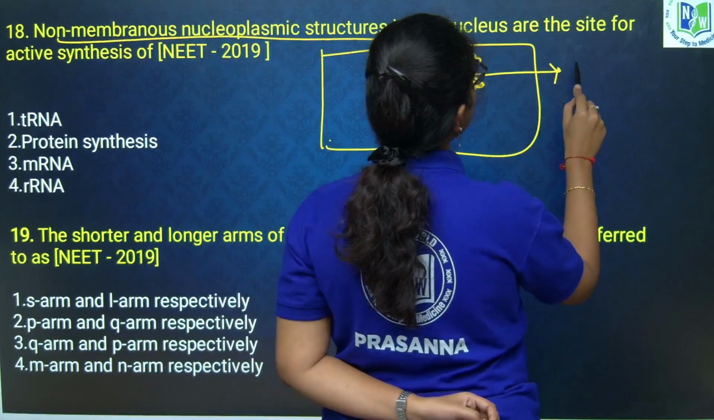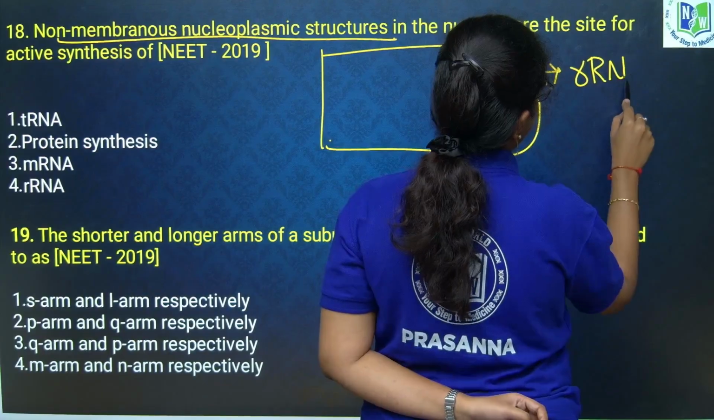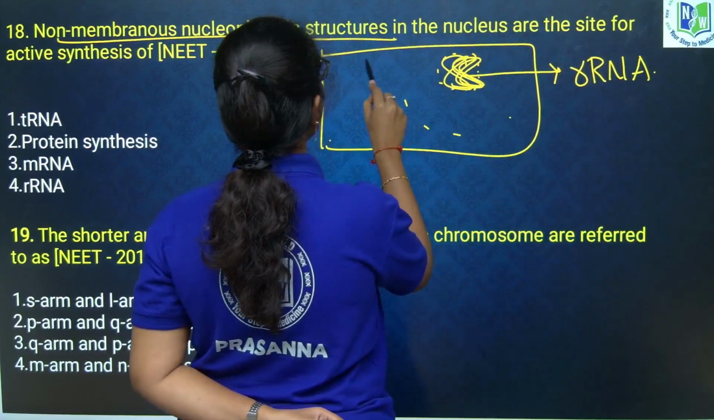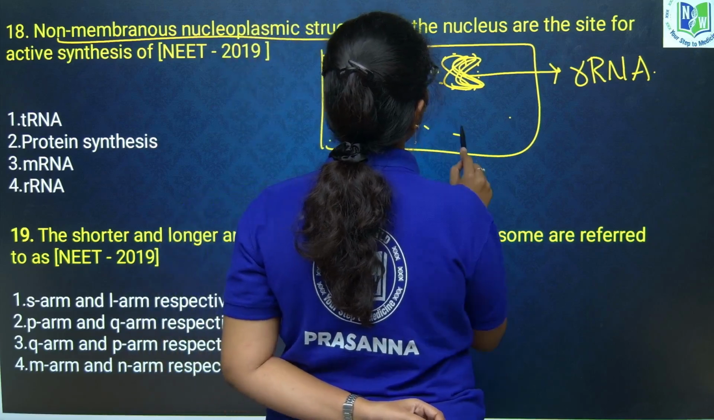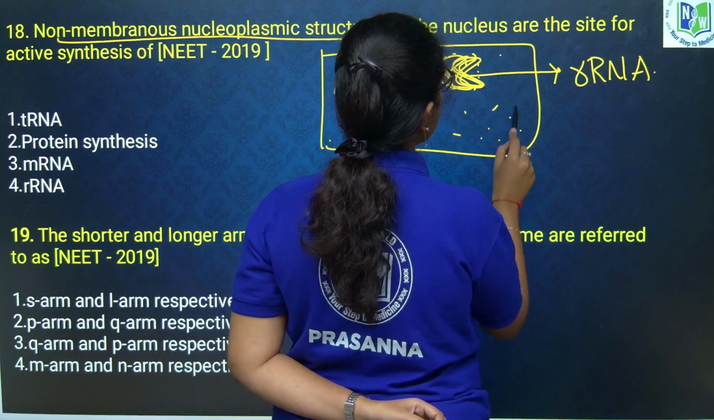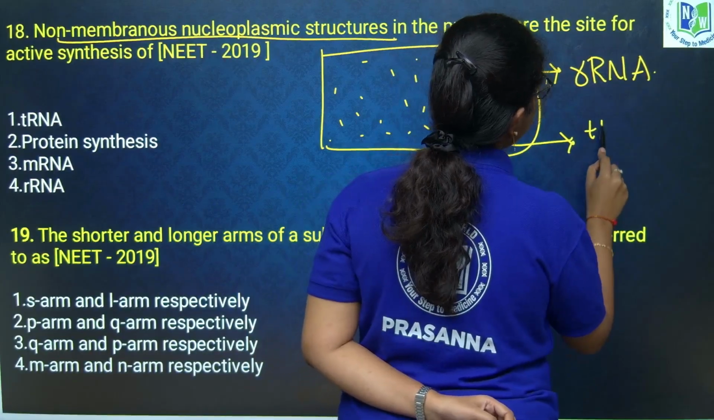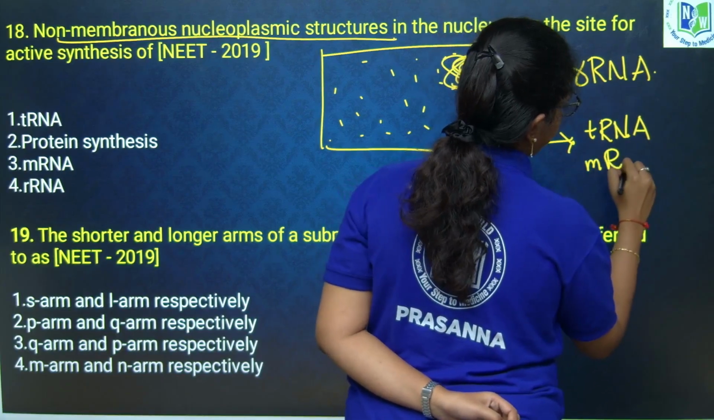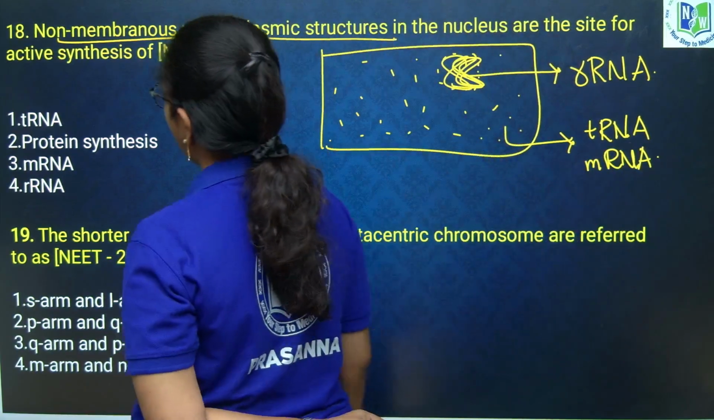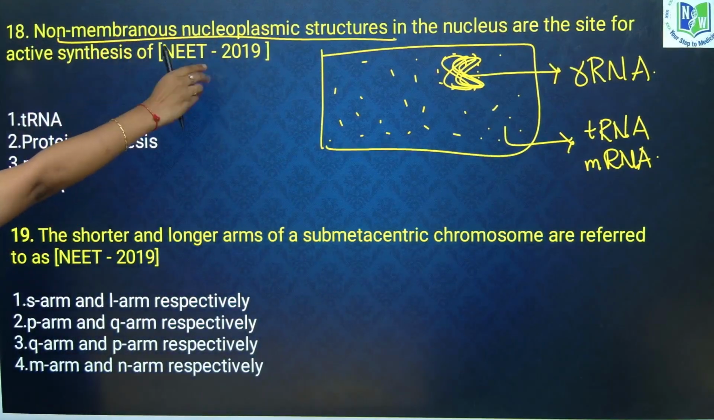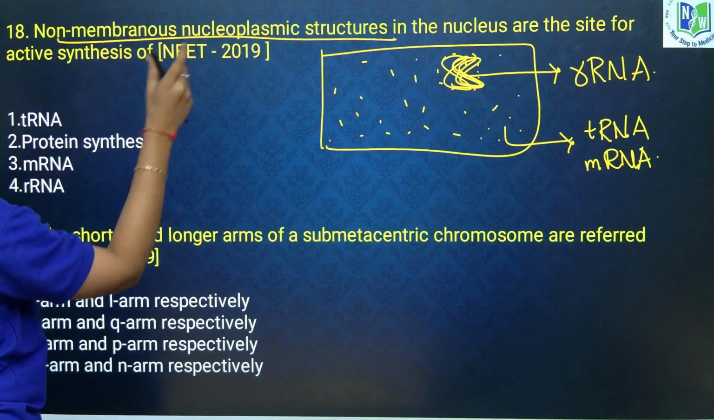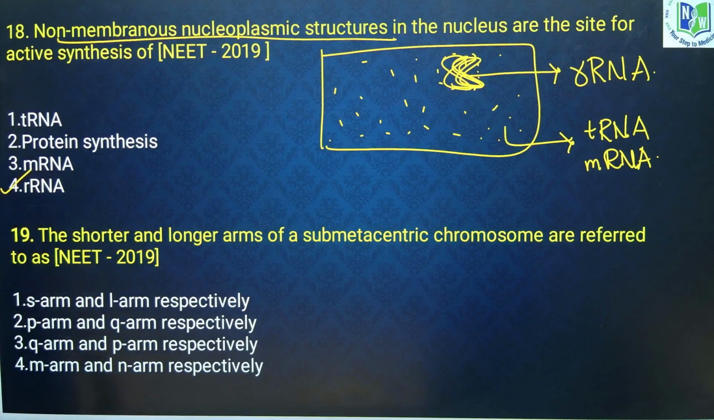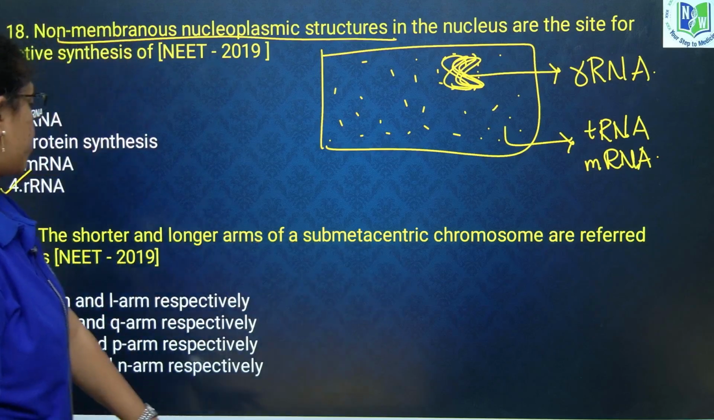Nucleolus is involved in the synthesis of rRNA. And if you see, nucleoplasm is involved in the synthesis of tRNA and mRNA. So here the answer will be: the non-membranous nucleoplasmic structure, the nucleolus, will synthesize what? rRNA, ribosomal RNA.